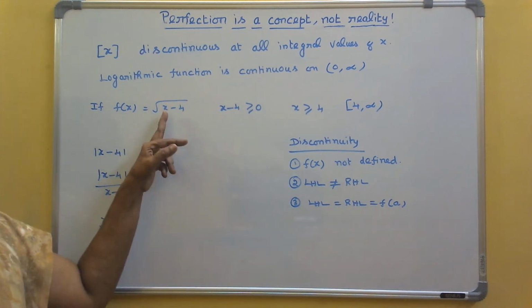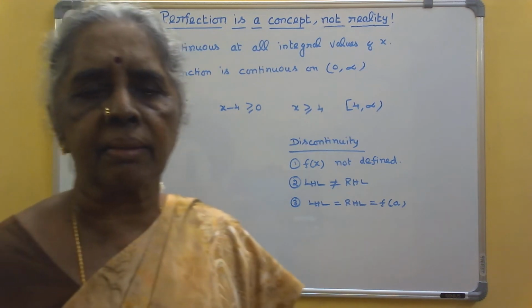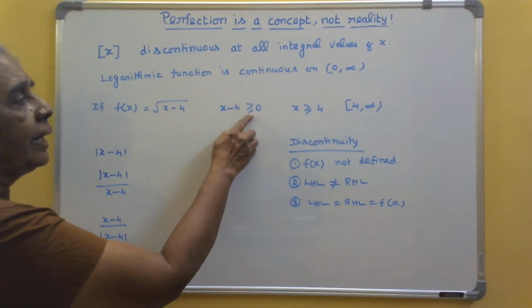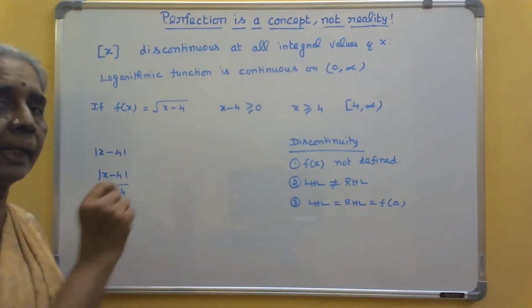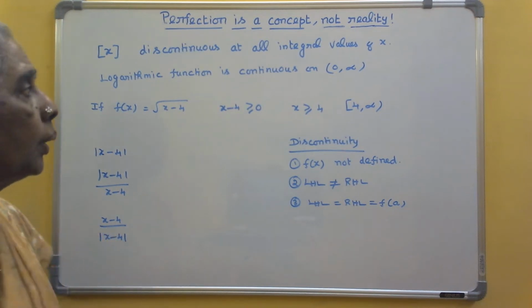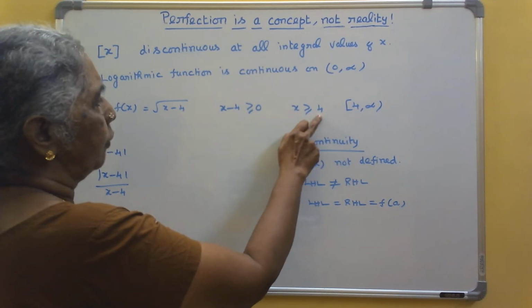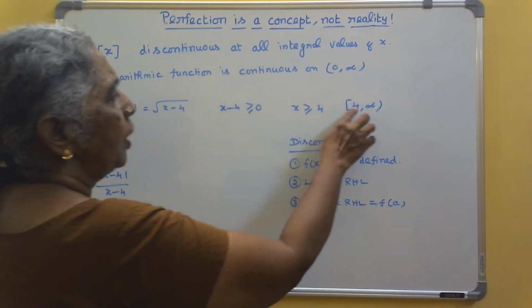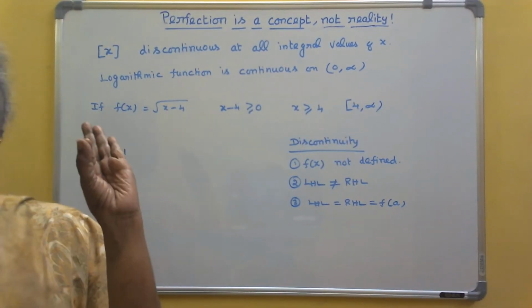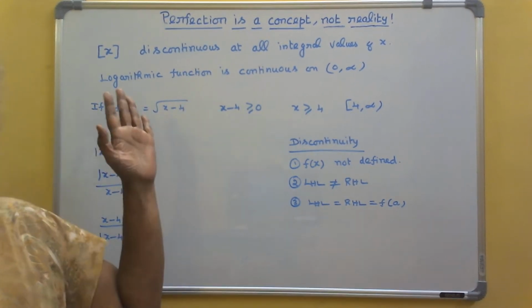When your f of x is within a square root, maybe it is x minus 4, x minus 2, whatever it is, whatever is there within the square root should be greater than or equal to 0, because if you have a negative within the square root, then there won't be any real number answer, isn't it? So you should equate whatever is inside to greater than or equal to 0. So x is greater than or equal to 4. So this will be continuous in [4, infinity). Okay, have you understood this? Greatest integer function, logarithmic function, and if your f of x is within a square root, right?